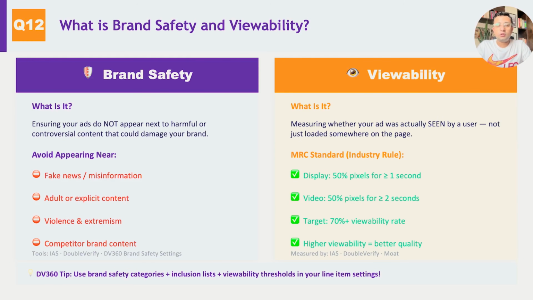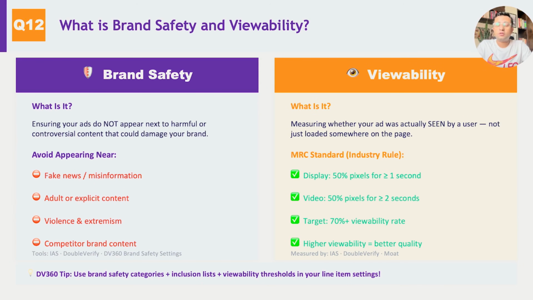Now, last question. What is brand safety and viewability? This can be often asked, especially when you're a fresher starting up as an analyst, senior analyst, account manager, or trader in programmatic roles. They would ask you, what do you understand by brand safety and viewability, and what are the major differences between them? So you can simply say brand safety is ensuring your ads do not appear next to harmful or controversial content that could damage the brand's reputation. For example, appearing near fake news or misinformation, adult content, violent content, or on competitors' brand content.